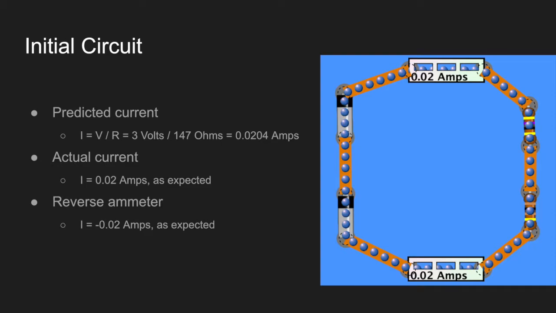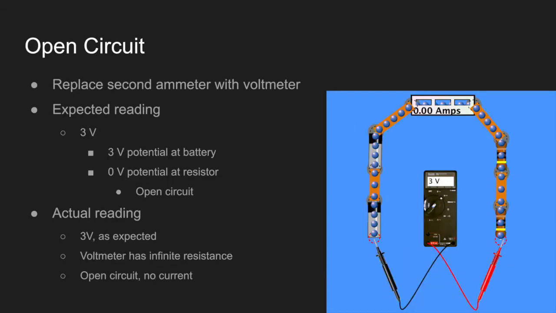If we were to reverse an ammeter, the reading would flip sides, since the current would flow through the ammeter in reverse. Now, let's replace the second ammeter with a voltmeter. We expect the reading to be 3 volts, since there is a 3 volt potential at the battery and a 0 volt potential at the resistor. In other words, this is the case because the circuit is open. The actual reading is 3 volts, as we expect.